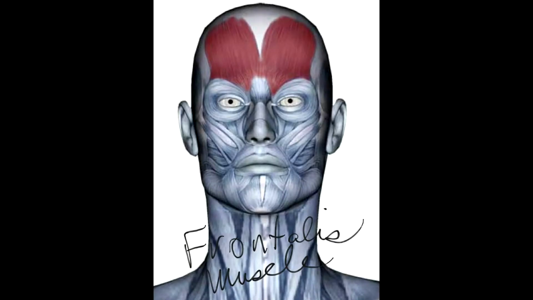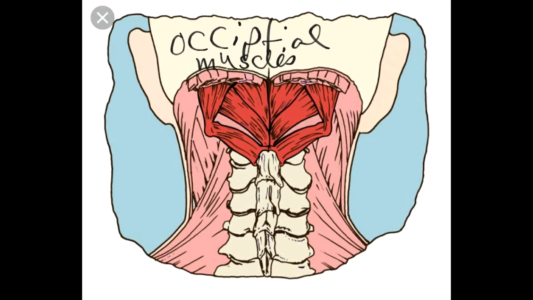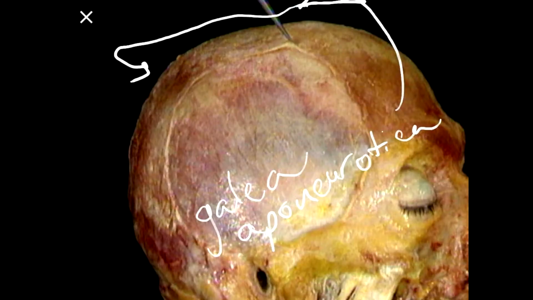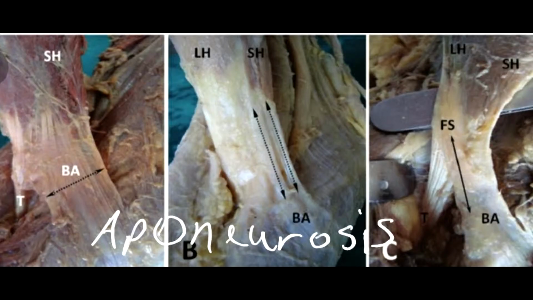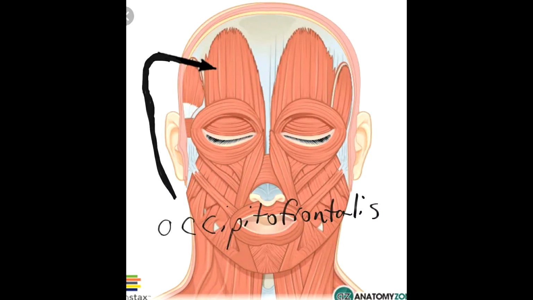The top of the head is covered by the combination of two muscles, the frontalis muscle in the forehead area and the occipital muscle in the back of the head, plus a tendinous sheet of tissue over the top of the cranium called the galea aponeurotica. The term aponeurosis is used to refer to any broad flat tendon in the body. This entire structure is often referred to as the occipitofrontalis or the epicranius.